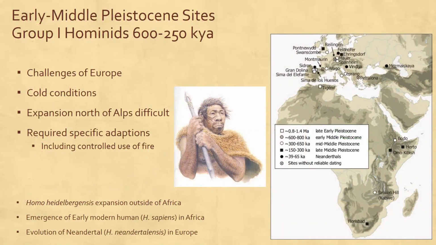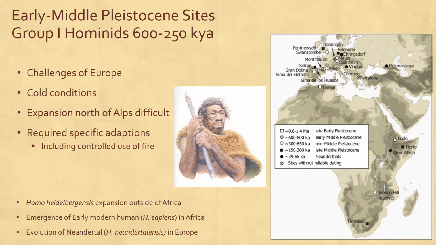So early to middle Pleistocene sites that are important, or the group 1 hominids, roughly 600 to 250,000 years ago, are shown in this map, really beginning as circles, a shaded circle, and in particular those white circles that you see in this map in that period between 650 and 300,000 years ago, the middle Pleistocene period.